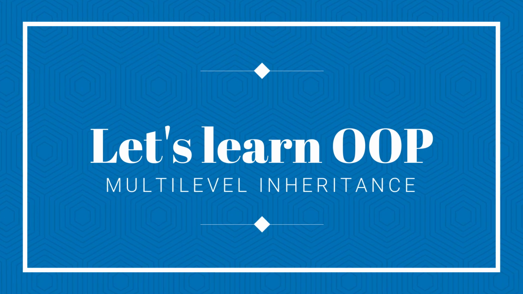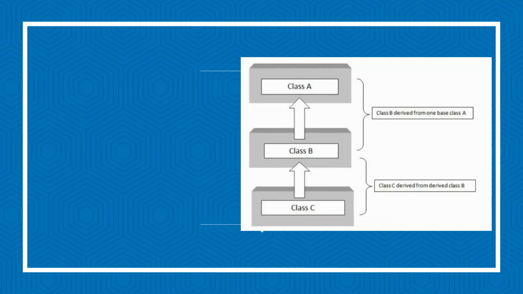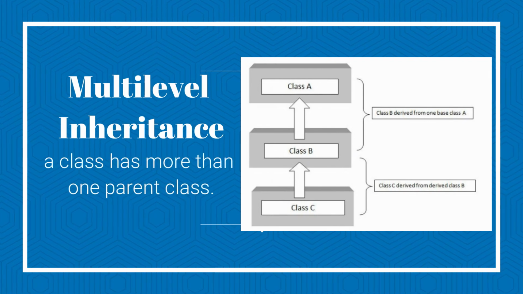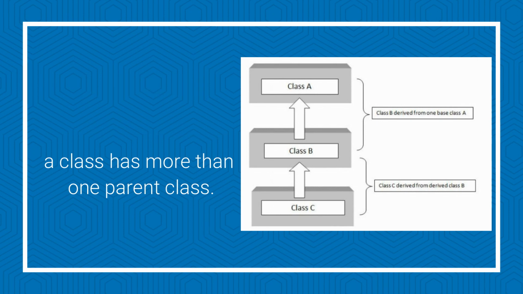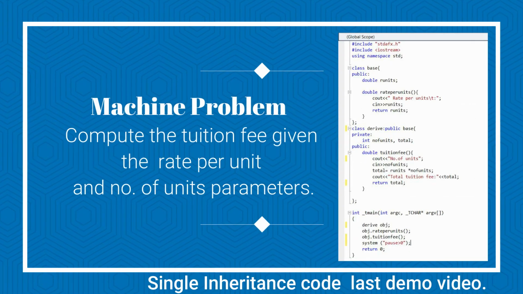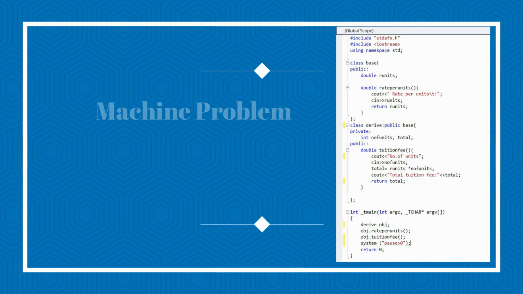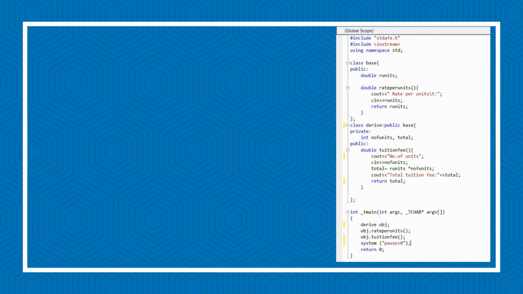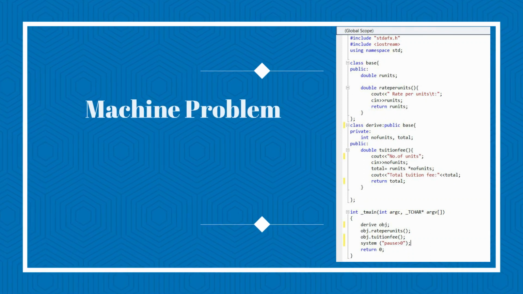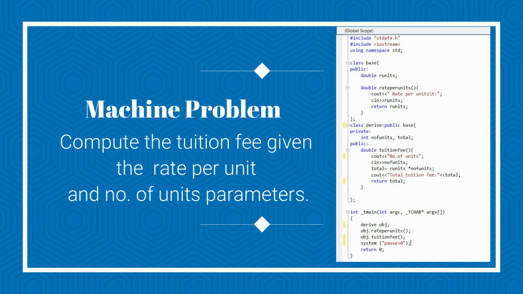Welcome back again to Object-Oriented Programming. For this demonstration, we will be implementing multi-level inheritance. The machine problem that we will be using is a modified version of my previous blog. We will compute the tuition fee given the rate per unit and the number of units.